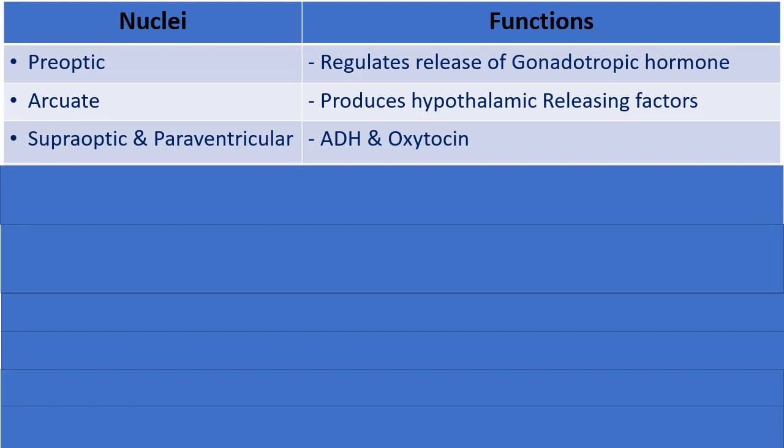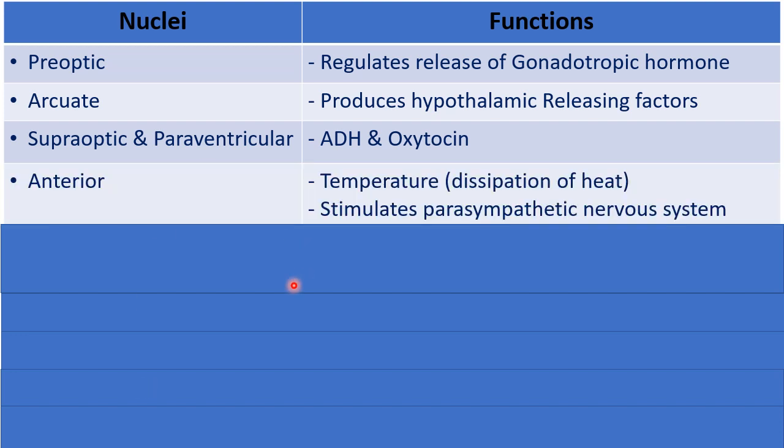Then the supraoptic and the paraventricular nuclei are responsible for initiating the pituitary gland to release the antidiuretic hormone and the oxytocin hormone. That is the reason the pituitary gland is not considered the master of endocrine glands. Somehow the hypothalamus is influencing the pituitary gland in order to release the antidiuretic hormone and the oxytocin hormone.